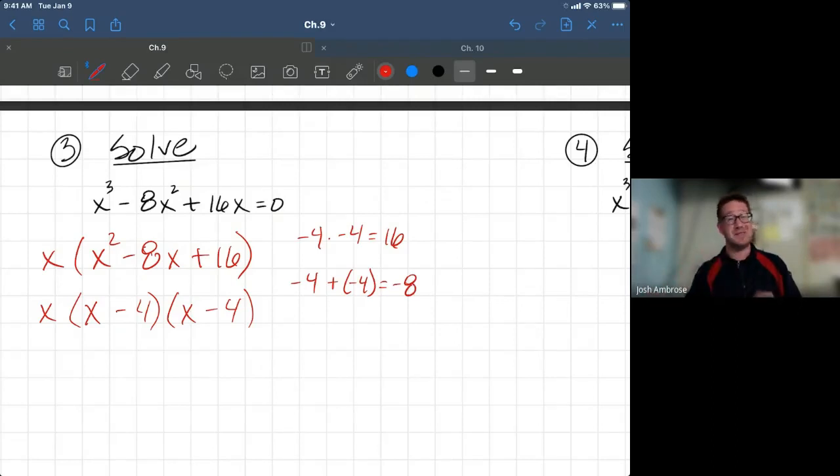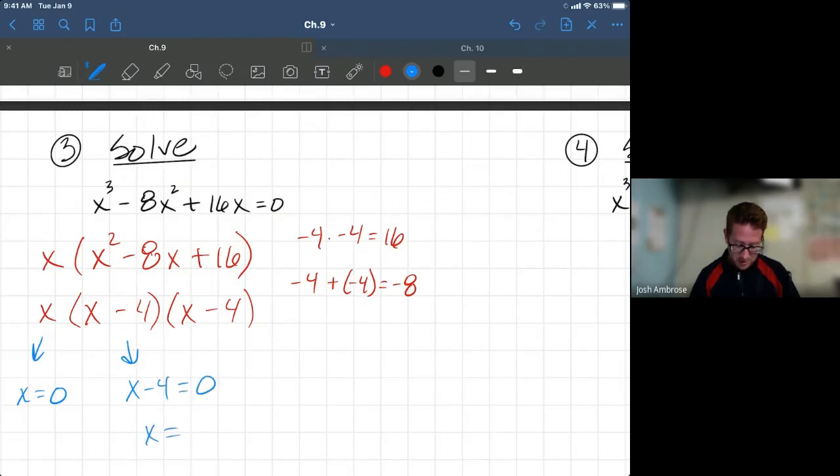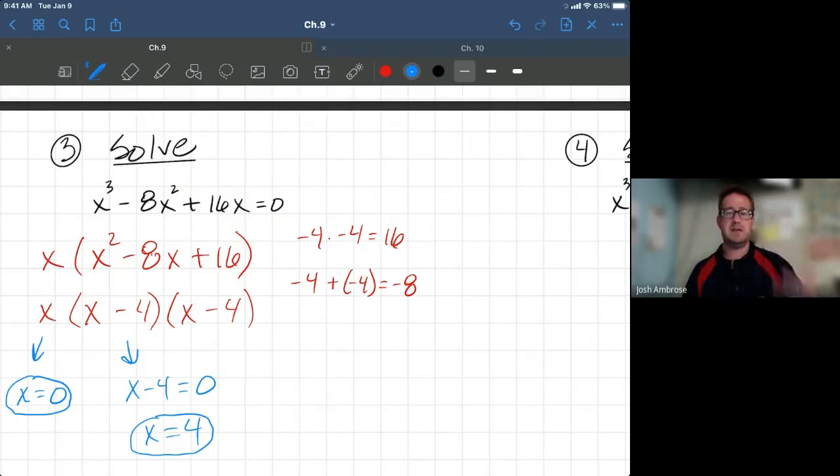But we're not done. It says solve. So we need to actually set each of these up equal to 0. Well, this one works out great. X equals 0. That one's done. You'll notice that these are the identical part. These are the same. X minus 4 equals 0. So x equals 4. And since we have the same thing twice, we don't have to write it twice. You just have to say x equals 0 and x equals 4. All right, so that's how we solve that one.